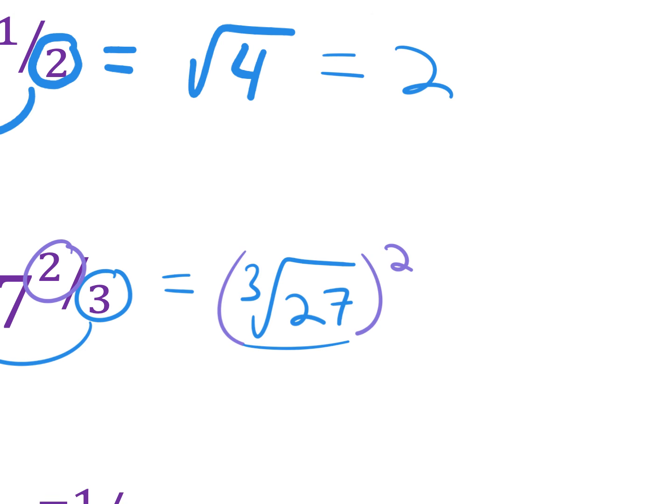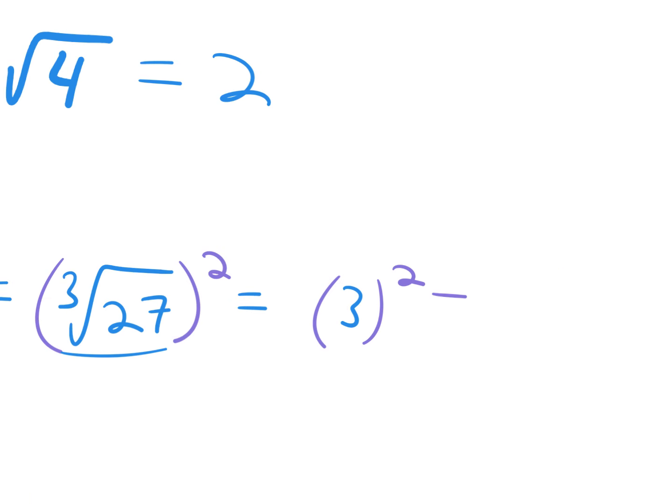The cube root of 27, what are we looking for? A number that... Right, so you're looking for a number that when you multiply by itself 3 times, you get 27. Do we know what that is? 3, right? So 3 times 3 times 3 is going to get you 27. So I know that the cube root of 27 is 3. And then we still have that 2 in the exponent. All we have to do now is square it. So 3 squared is what? 9. All right, not bad? Okay, good.